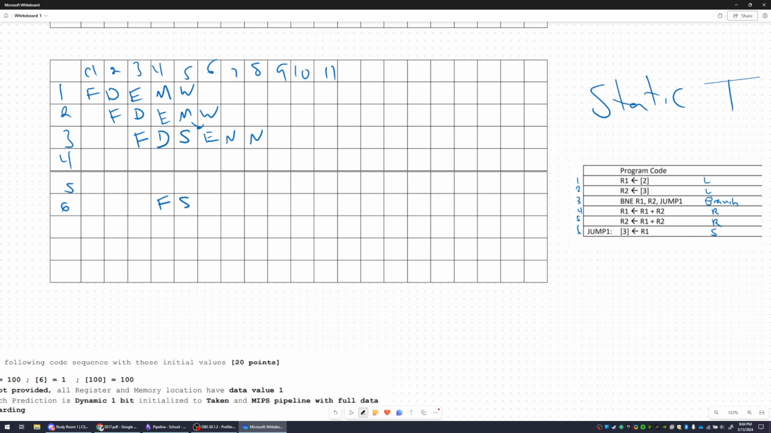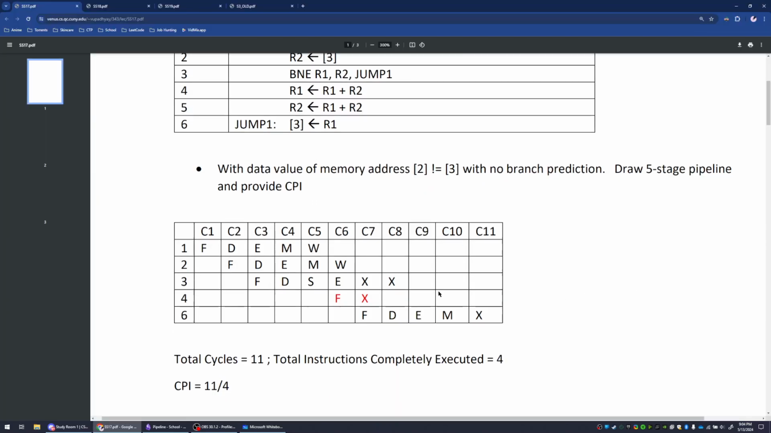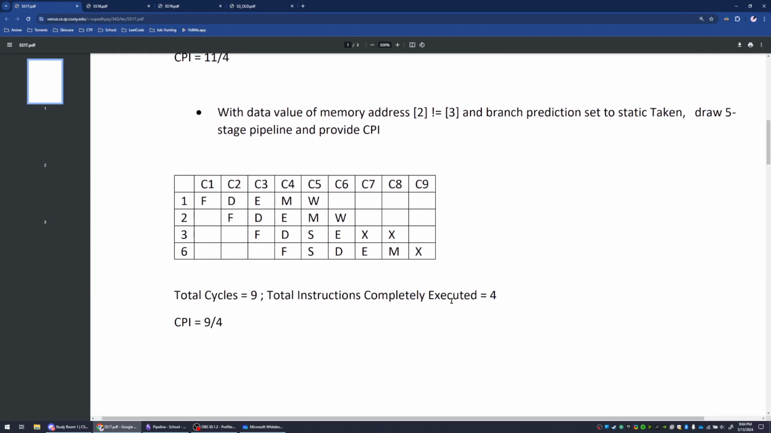We'll have to stall here because the stall goes up to here. Decode. Any data dependency? Yeah, but line 1 will have finished by then. So eventually stall, decode, exec, mem, no op. So this is 9 divided by 4 instructions. Is that right? Yeah, okay.